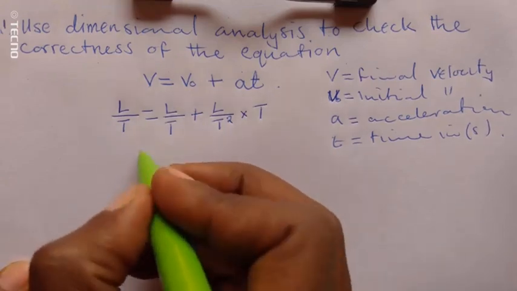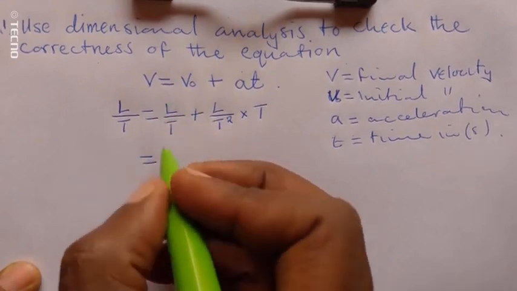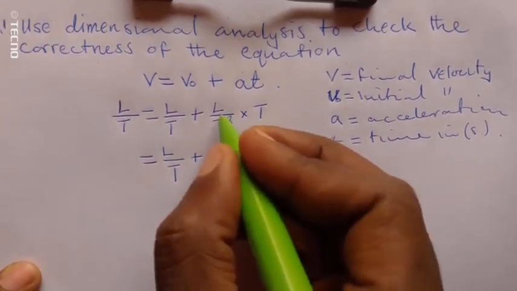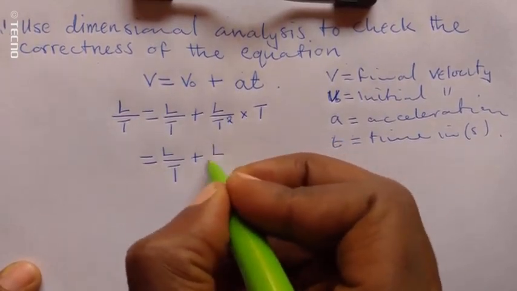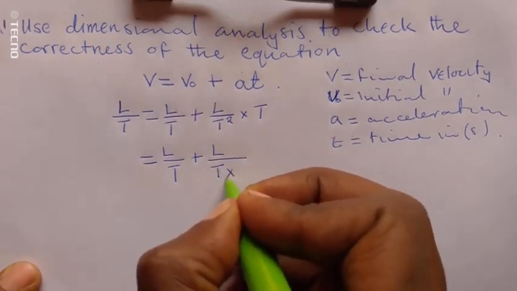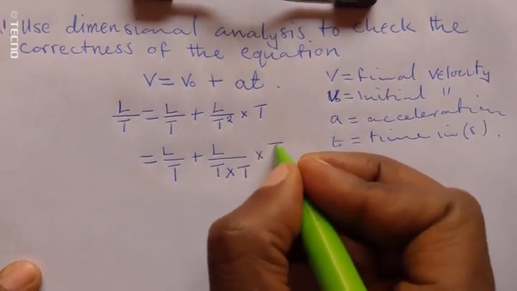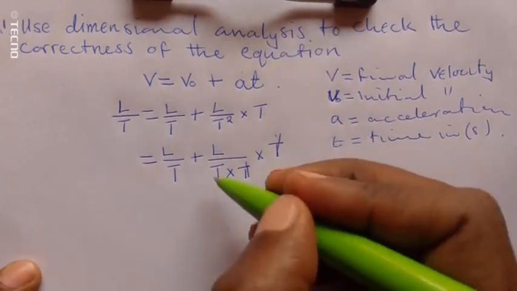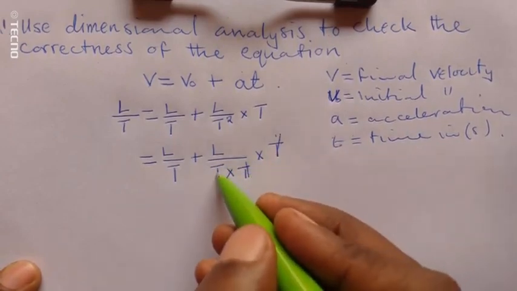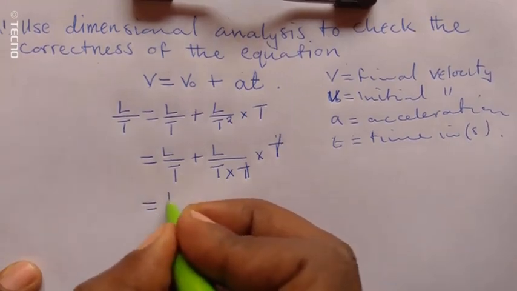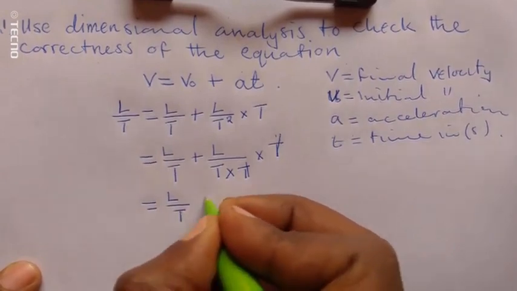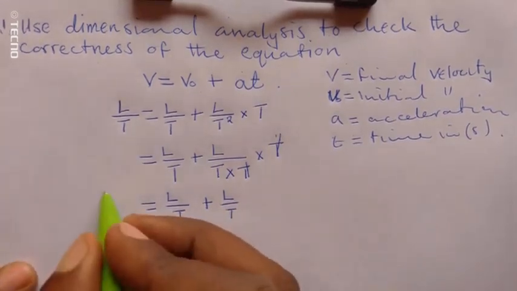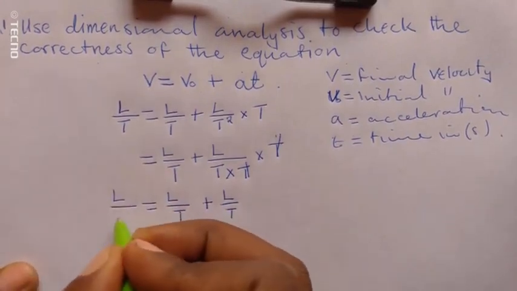Then from there, you say this one is L over T, then plus, there we've got T squared, so L over T times T, then times T this side. So we can cancel this one, and this one will reduce to 1. So what are we going to remain with there? That's T. So you are going to have L over T, then plus L over T. So this side you've got L over T.